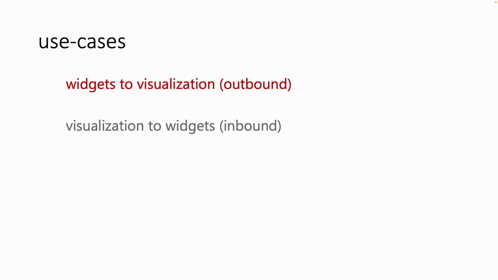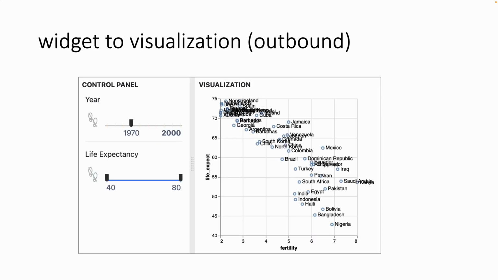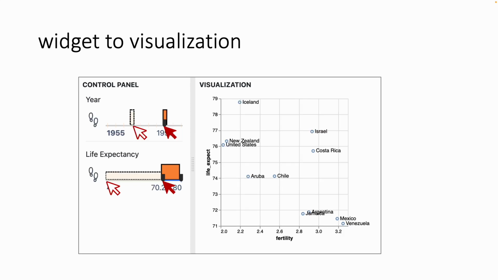First, widget to visualization, wherein we update a visualization based on interactions with ProvenanceWidgets. Now, consider the scatter plot showing life expectancy and fertility rate values for different countries, and a control panel with two widgets on the left. If I modify these widgets to filter the visualizations, the widgets will rightly leave a trace behind.